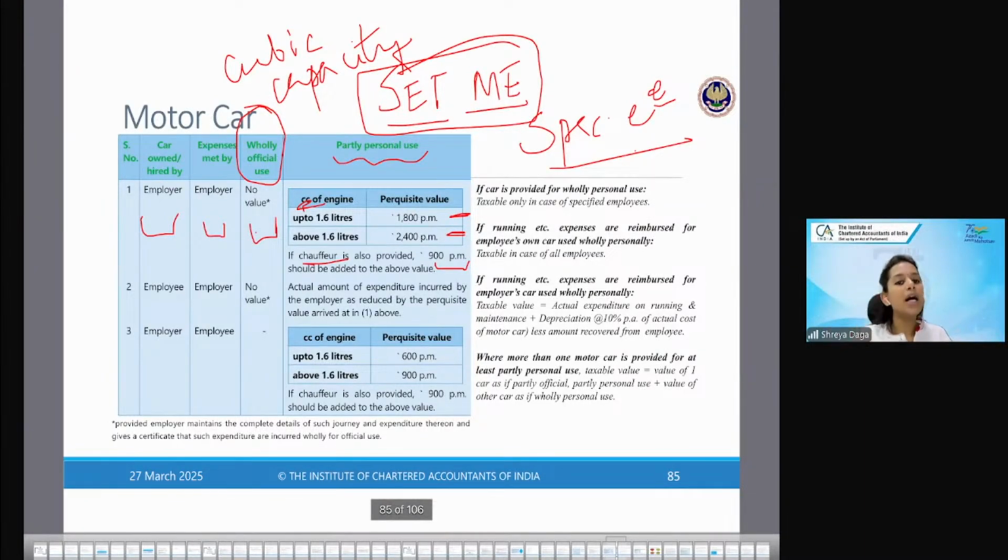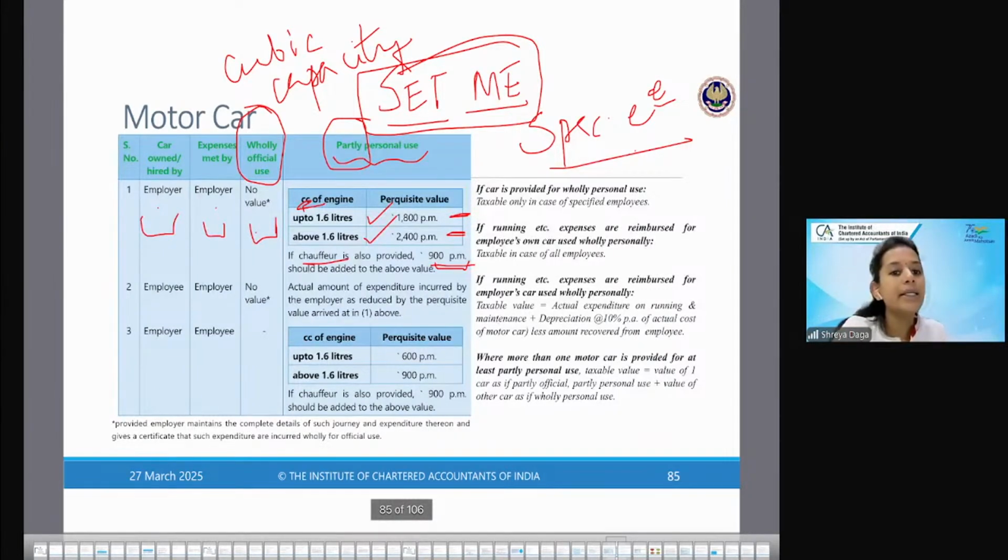So if the car is owned or hired by employer and its running expenses are also met by the employer and it is at least used partly for personal use, then you see the cubic capacity of the engine. If it is up to 1.6 liters, then the perquisite value is 1800 per month. If it is above 1.6 liters, perquisite value is 2400 per month. And if driver or chauffeur is also provided, then you add 900 per month to the above result.